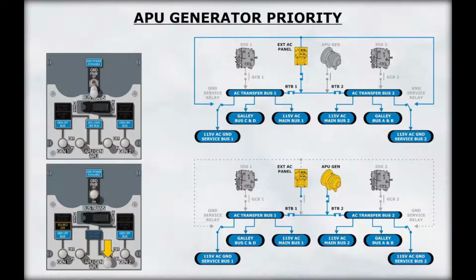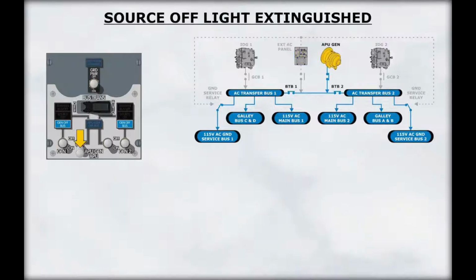If the transfer buses are powered by the GPU, placing either APU generator switch to on will disconnect the GPU power from both transfer buses, which will now be powered by the APU generator. The opposite source off light will illuminate to indicate that no power source has been selected to power the related transfer bus. Placing the remaining APU generator switch to on will extinguish the source off light.